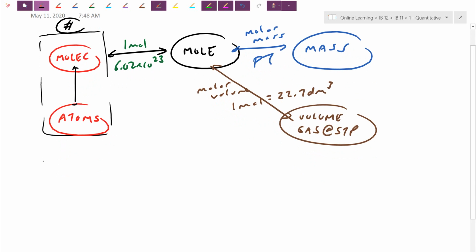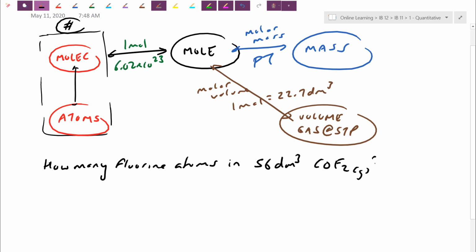First question here, I just want you to practice how many fluorine atoms are in 56 decimeter cubes of COF2 gas. So as always, what I want to start off with is my map. I want to figure out where my number goes. So I start off with the number here, 56 decimeter cube. The units will give it away a lot.